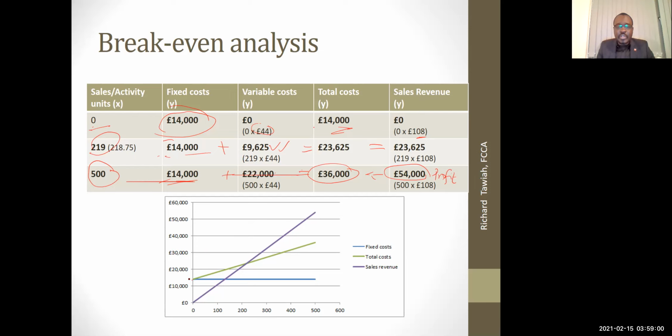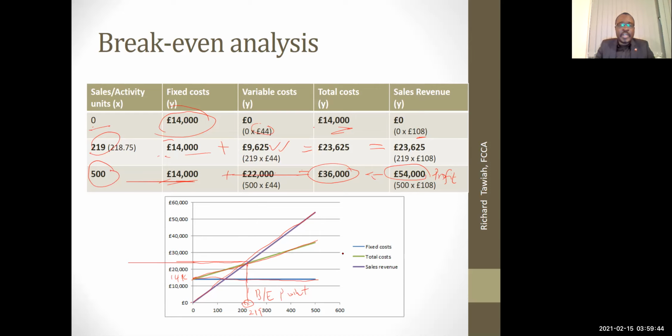These are fixed costs of 14,000. The deep blue line, that's our fixed cost. Our variable cost and revenue rise together. And then we have our total cost, a summation of our variable cost and the fixed cost. So the point at which the total cost intersects with the revenue, roughly we can say is 219, gives us our break-even point in units.